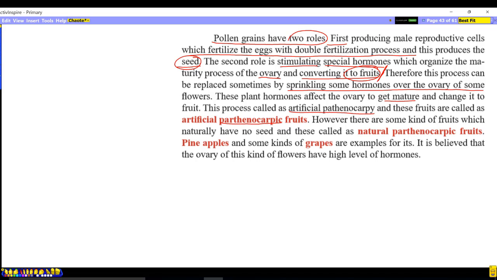However, there are some kinds of fruits which naturally have no seeds, and I call these natural parthenocarpic fruits, like pineapples and some kinds of grapes. I ask this question again: why do some kinds of plants naturally have no seed in their fruits? Because it is believed that the ovary of this kind of flowers has a high level of hormones, so it does not need to be stimulated by fertilization, but grows directly into fruit without seed formation.